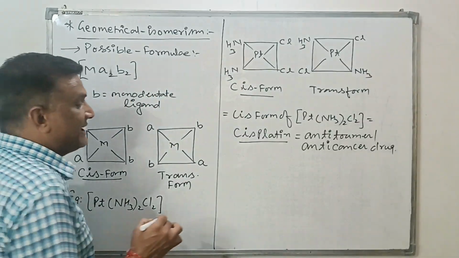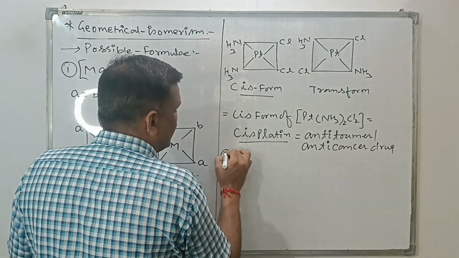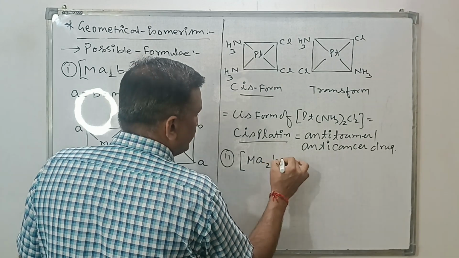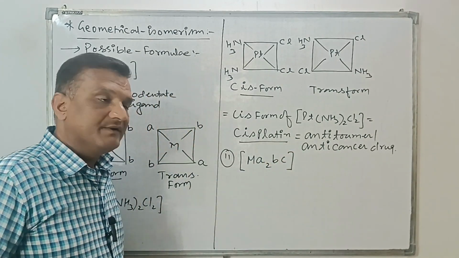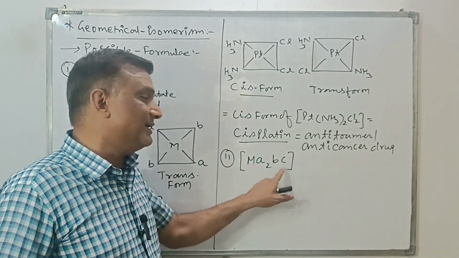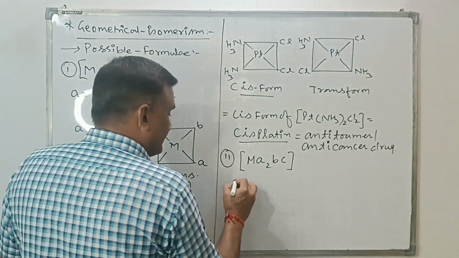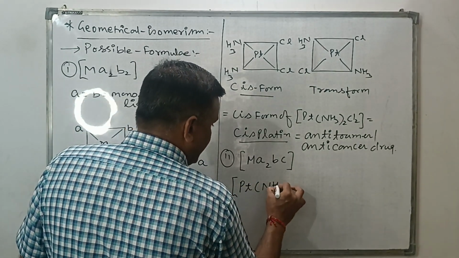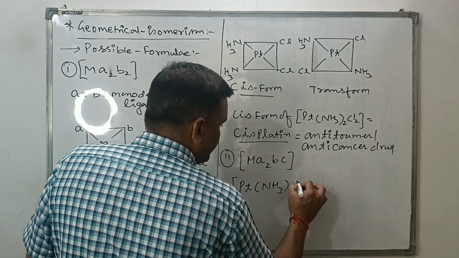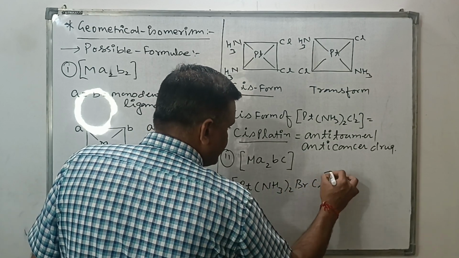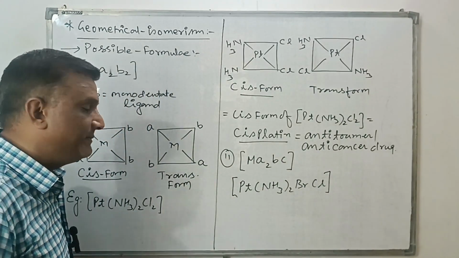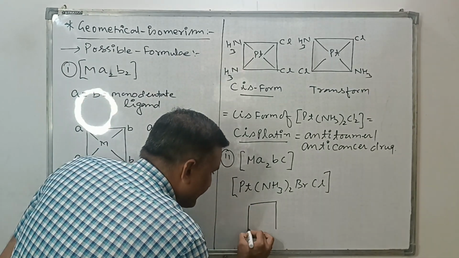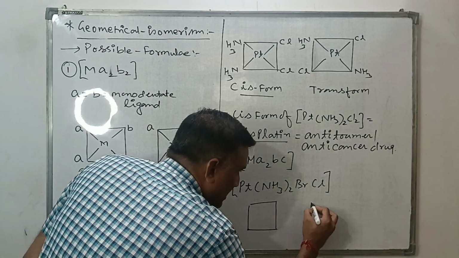The next formula we can take just like this: MA2BC. When two ligands are the same and two are different, like this. This is the Pt and NH3 twice. This is the Br and this is the Cl. Then what will be? This is the square. This is the another square.